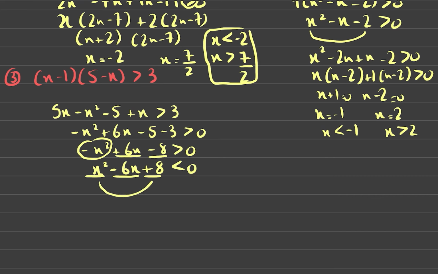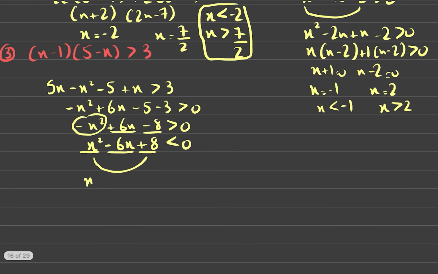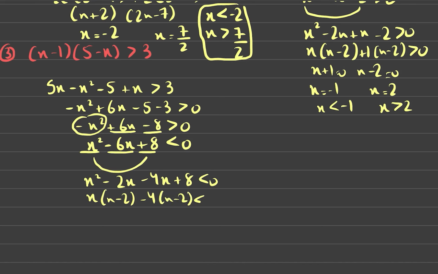Now 1 8s are 8, 2 4s are 8, and 2 plus 4 is 6, so I'm going to use 2 and 4. x squared minus 2x minus 4x plus 8. Take x common: x minus 2. Take minus 4 common: x minus 2. So one value of x is 2, the other value of x is 4.